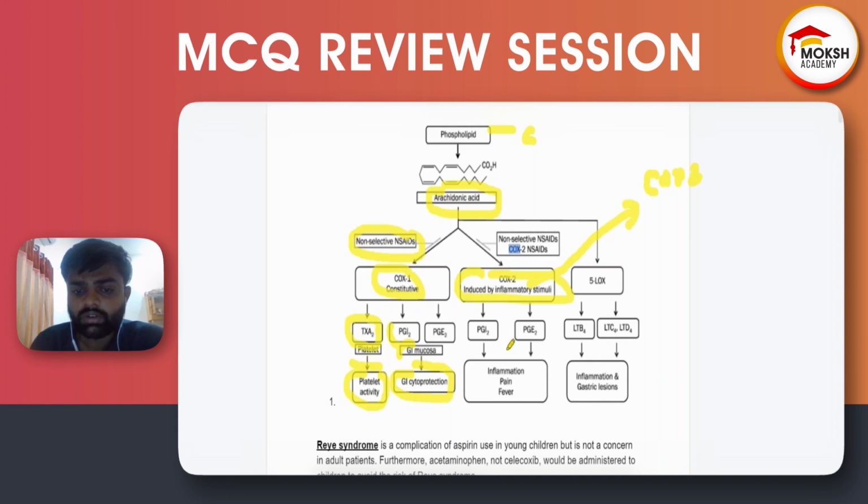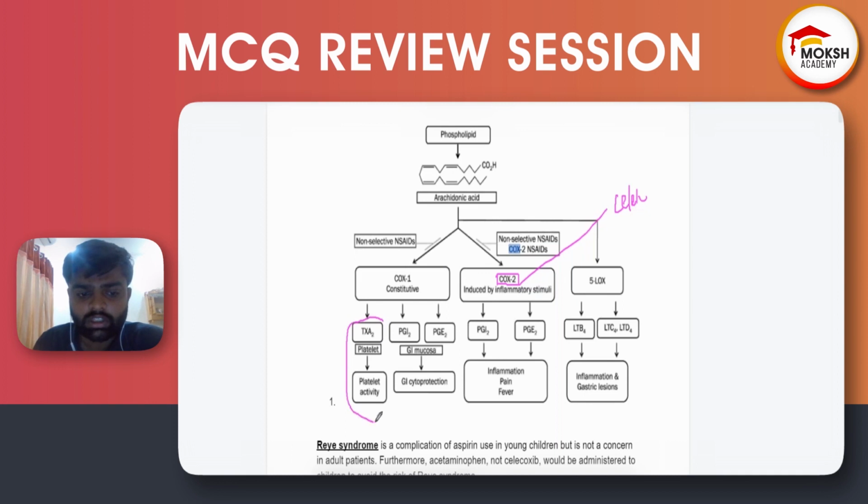COX-2 is also helpful for decreasing pain, fever, and inflammation. So if we block only the COX-2, which celecoxib does, this pathway is unaffected, so platelet activity remains the same, which is very useful in any platelet disorder.